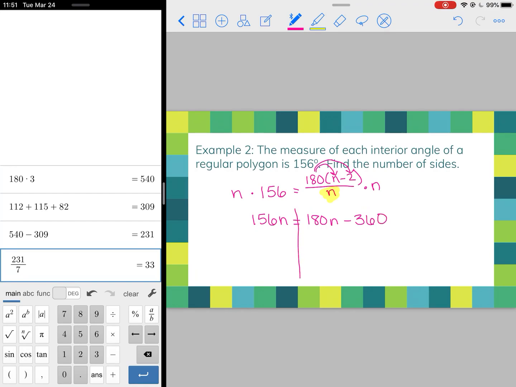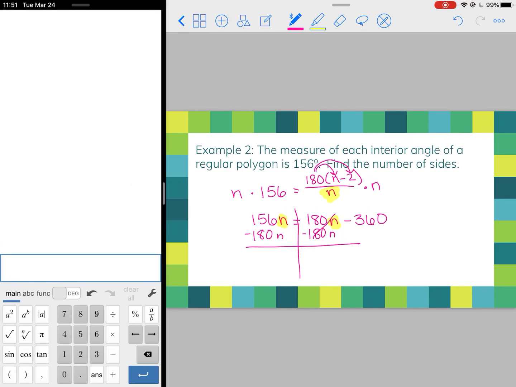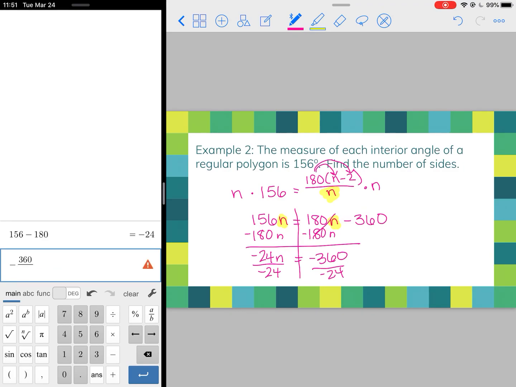To find n, I'm going to solve this equation. Since the n is on both sides, I need to get those together. The way I'm going to do that is by subtracting 180n from both sides. Whenever I do that, I'm going to do 156 minus 180, which is negative 24. So I have negative 24n equals negative 360. Then I'll divide both sides by negative 24. Negative 360 divided by negative 24 is 15. So the value of n here is 15, which means that this figure has 15 sides.